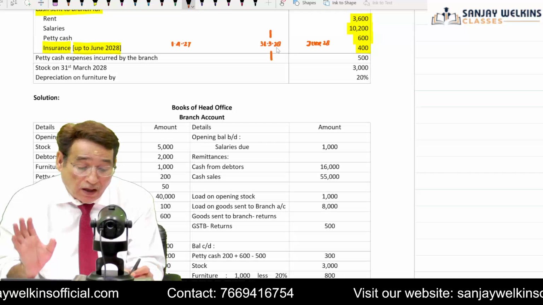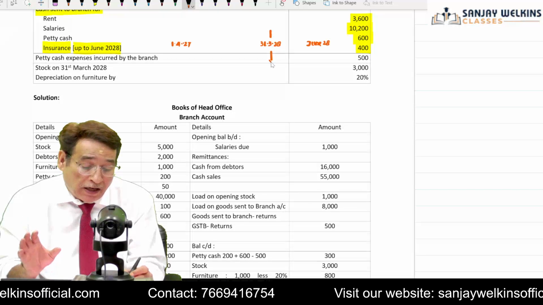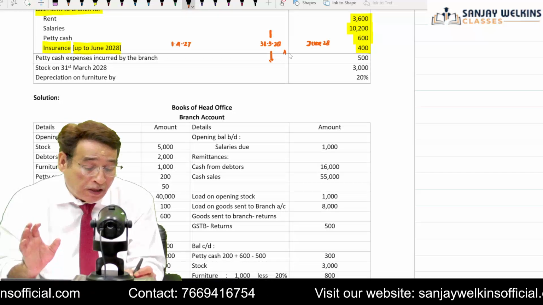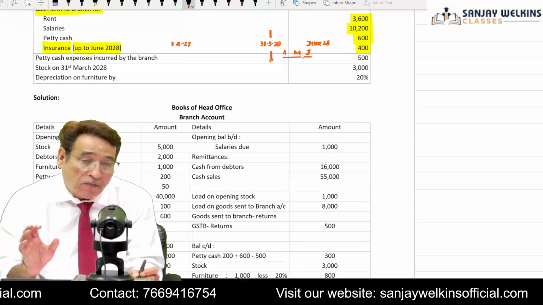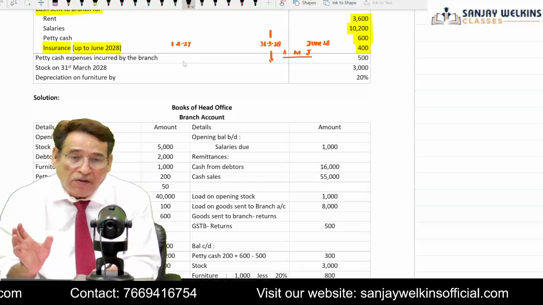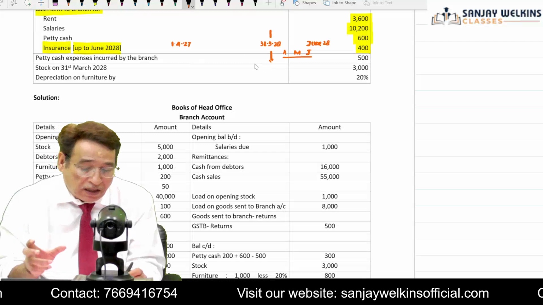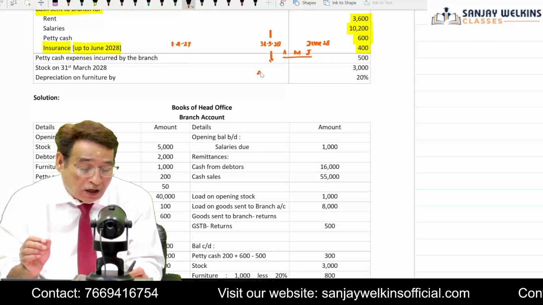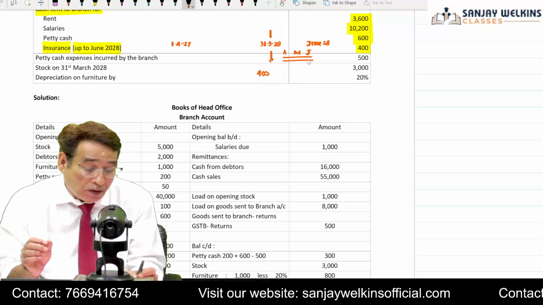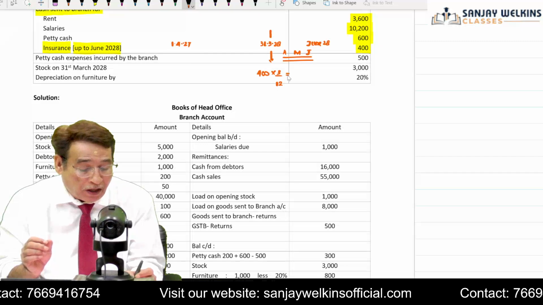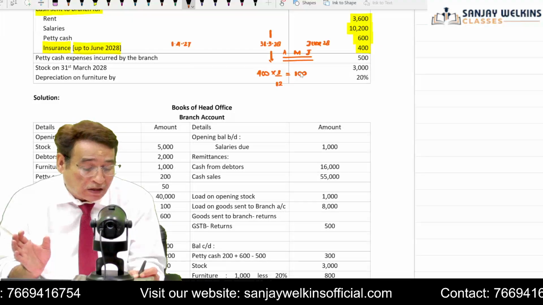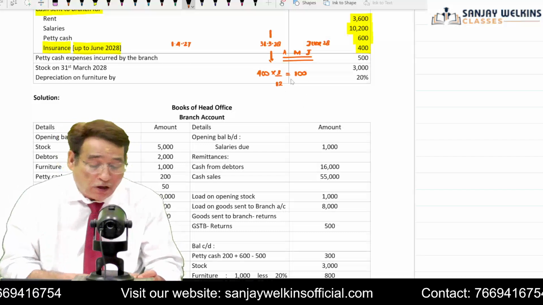That means our accounting year will come to an end on March. So April, May and June, that means a 3 months period of next year is covered by these expenses. So we may say that out of 400, 3 months insurance is prepaid. So your closing balance of prepaid insurance will be equal to 100.